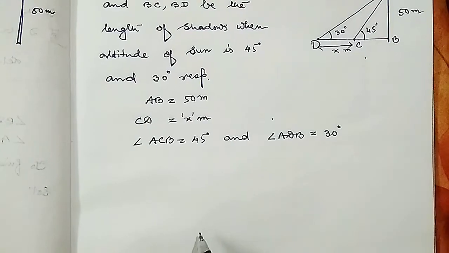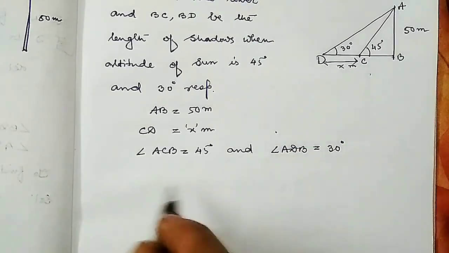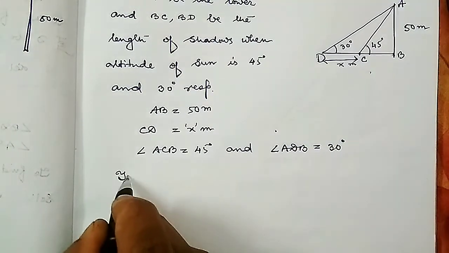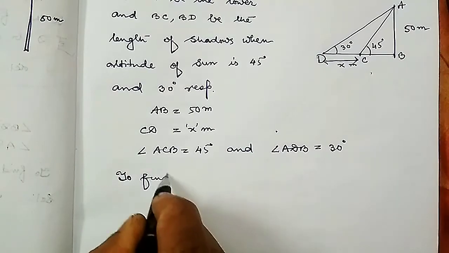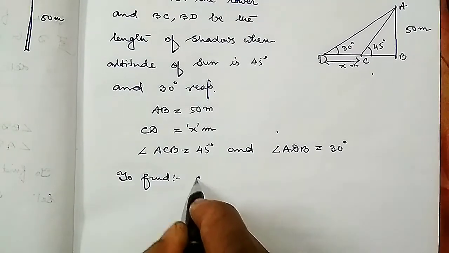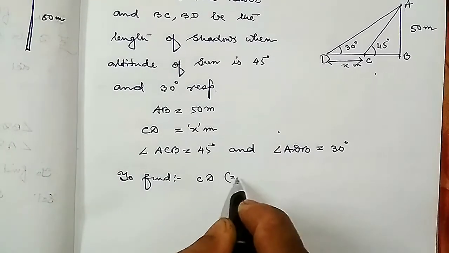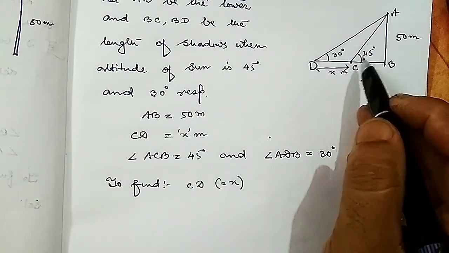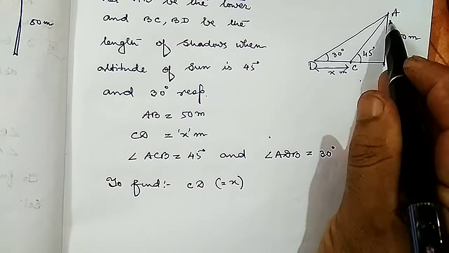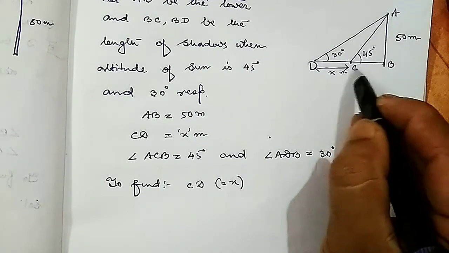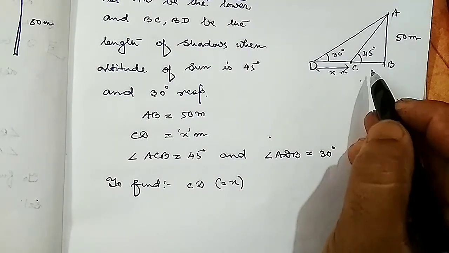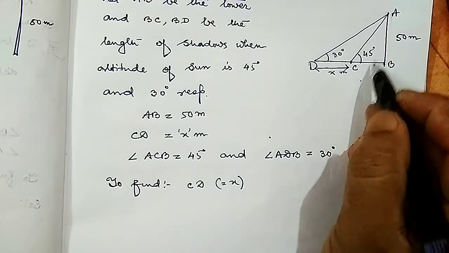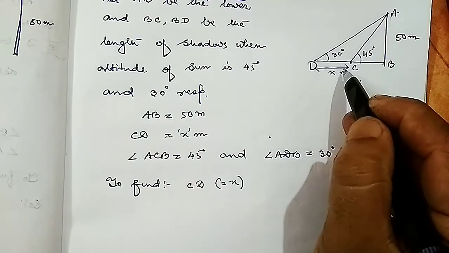What we have to find? We have to find this length, that is CD. So we can write here to find CD, that is x. Whenever this type of sums are there, always it is better to start from the smaller triangle. Here from the smaller triangle we will try to calculate BC, and once BC is known, we can place this value in the bigger triangle to find the value of x.